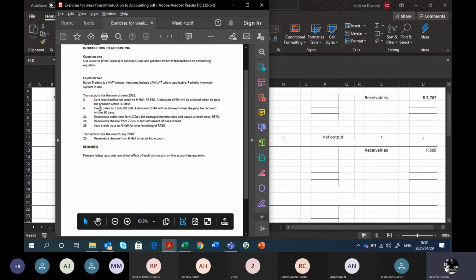So the first one here, we have sold merchandise on credit, right? For 4,560. A discount of 5% will be allowed when he pays his account within 30 days. All right.